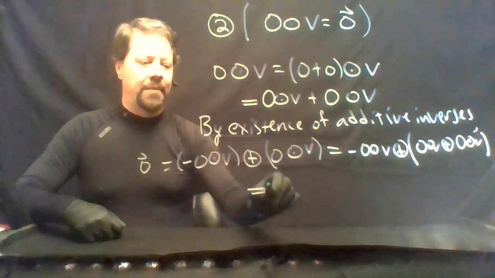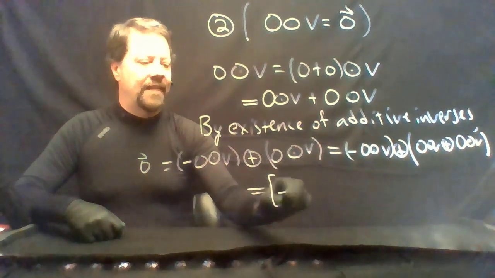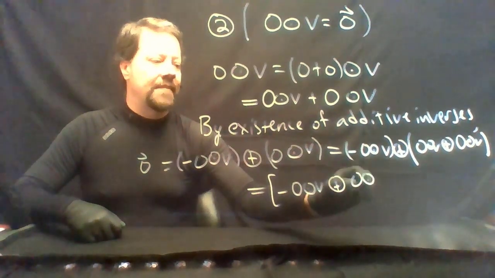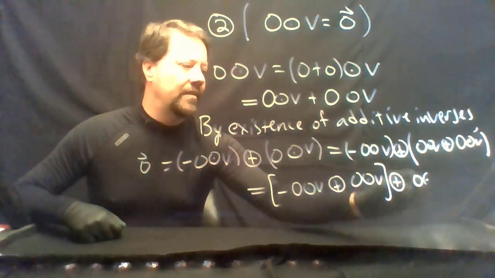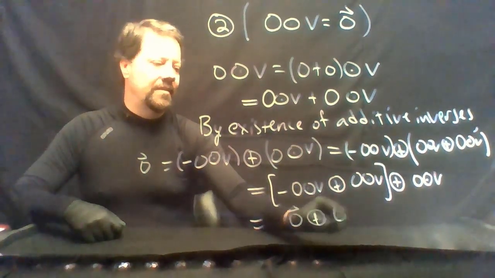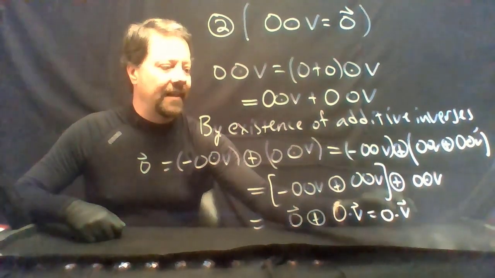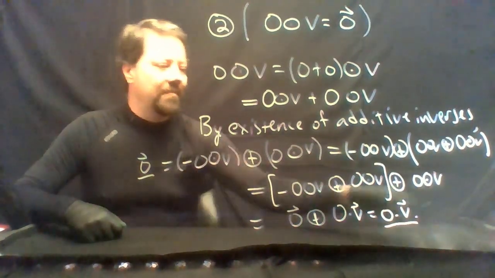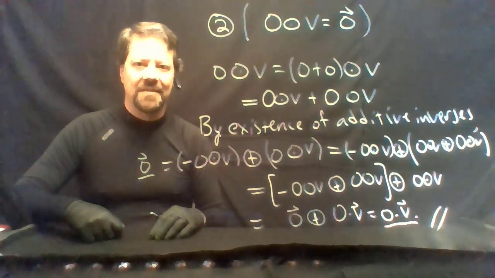By the associative property, we can reassociate the sum on the right-hand side. We'll have the negative of 0 times v plus 0 times v, and then plus 0 times v. This gives us 0 plus 0 times v, and if you add the zero vector to anything, you get that other thing. We finally conclude that 0 times v is the zero vector, and the proof is over. This is true for arbitrary vector spaces.